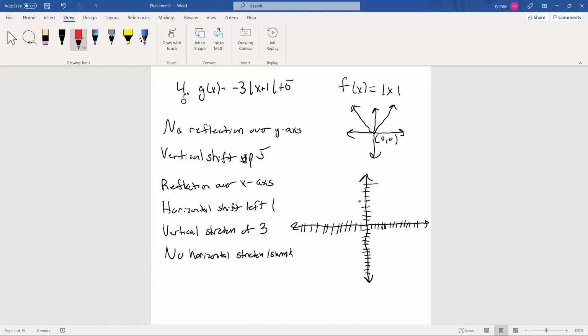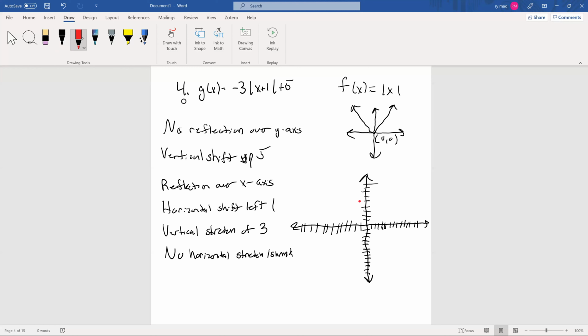Then since we have to remember it's reflected over the x-axis, it's going to be pointing down now. And then I have to go, instead of up 1 over 1, or in this case, it would be down 1 over 1, I'm going to have to go down 3 over 1 because of my vertical stretch of 3.